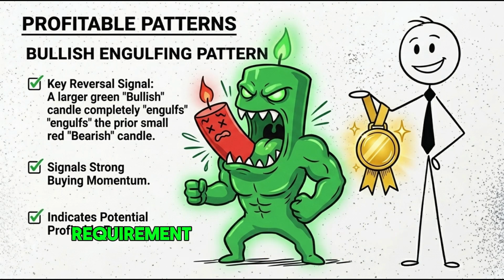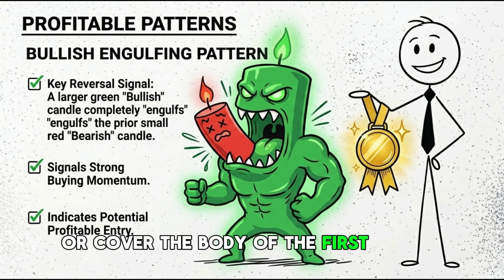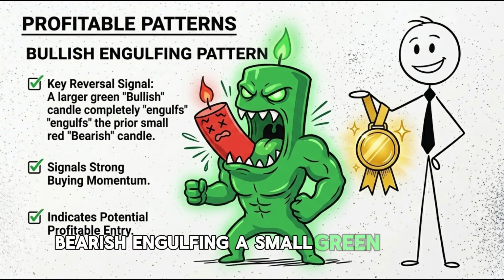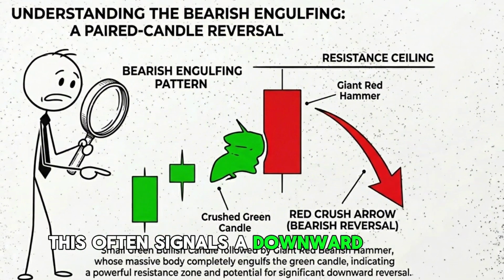The key requirement is that the body of the second candle must completely engulf or cover the body of the first candle. Bullish engulfing. A small red candle followed by a large green candle. This often signals an upward reversal. Bearish engulfing. A small green candle followed by a large red candle. This often signals a downward reversal.